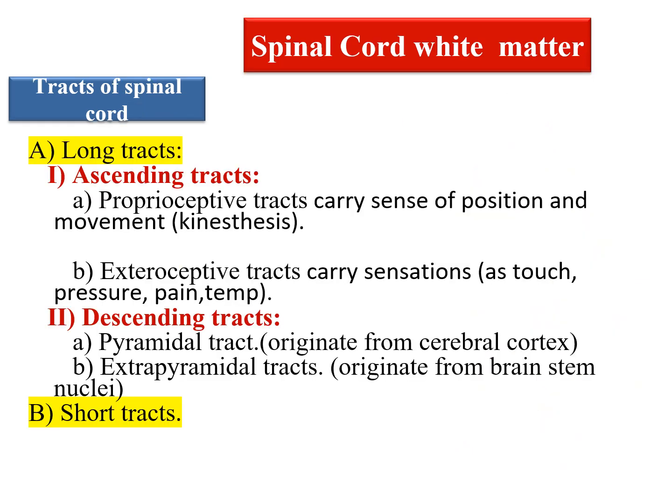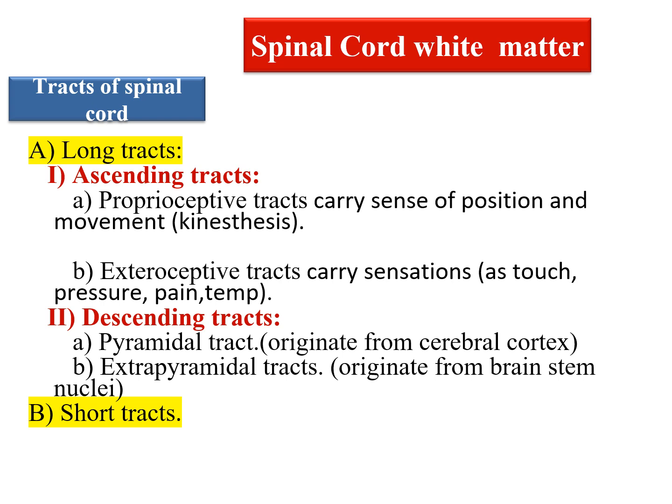As regards the tracts of the spinal cord, they are subdivided into two types. The first type is called long tracts and the second type is called short tracts. As regards the long tracts, they are also subdivided into two other types, which are ascending and descending tracts. Ascending tracts are subdivided into two types.